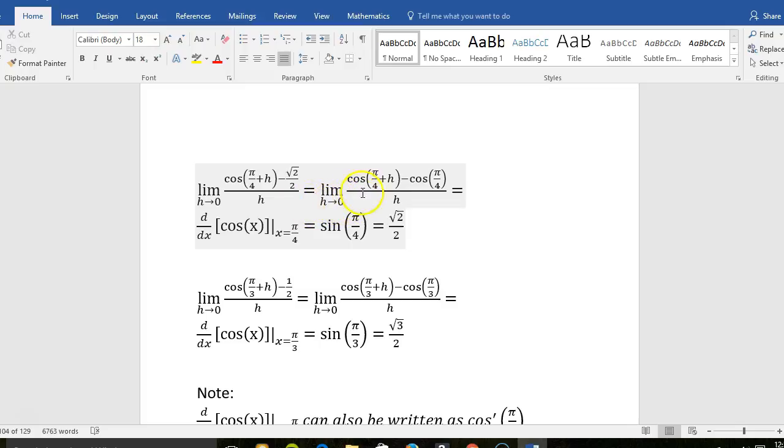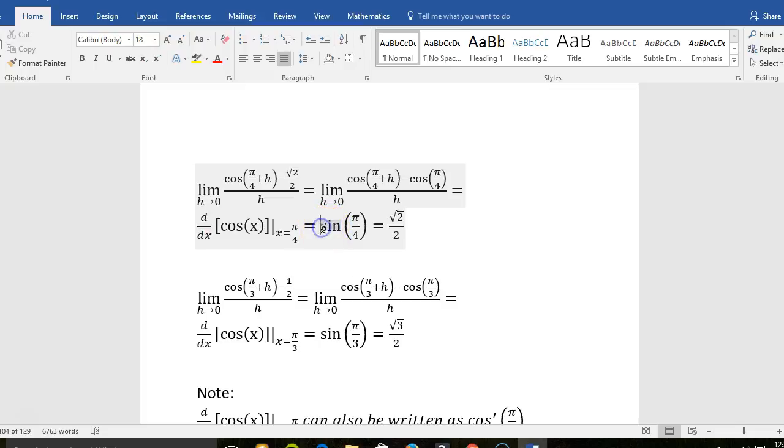This is what's going on here. If f of x is cosine x, we are doing f prime of x evaluated at pi quarter. So all we're really doing is we're differentiating the cosine of x first, and then after the fact, we're throwing in x equals pi quarter. So we just do the derivative of the cosine.